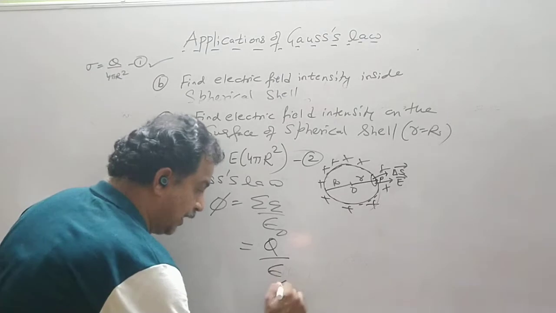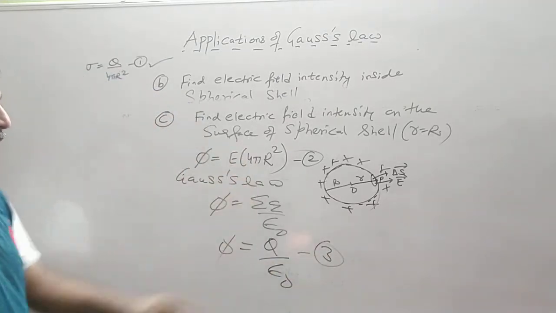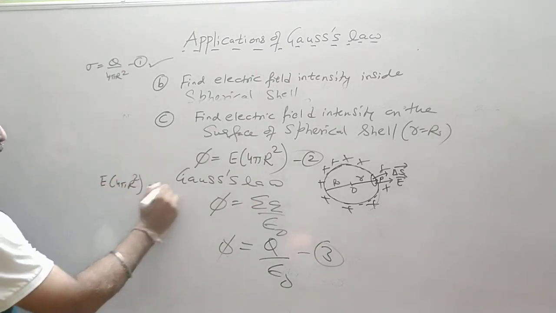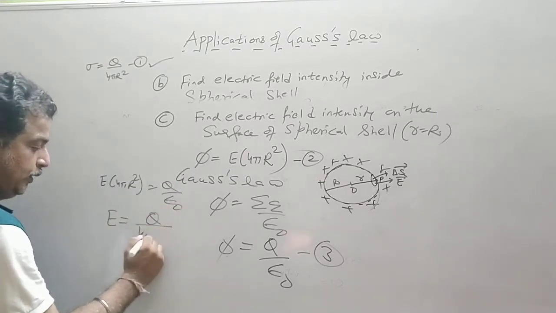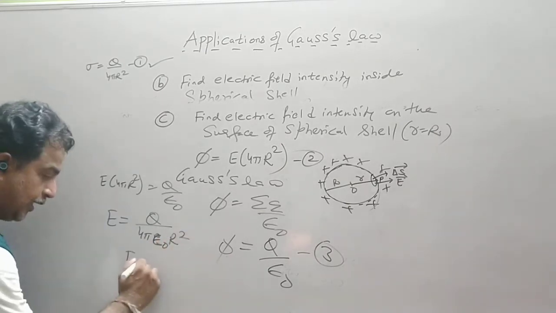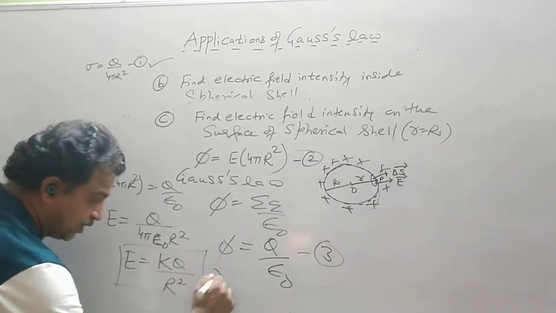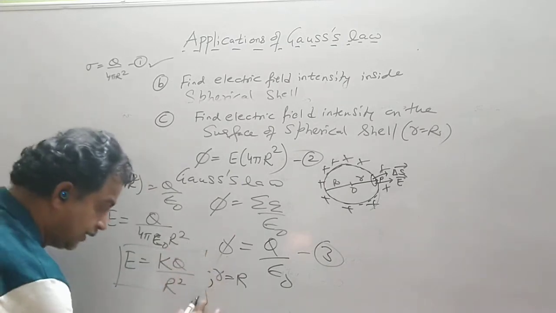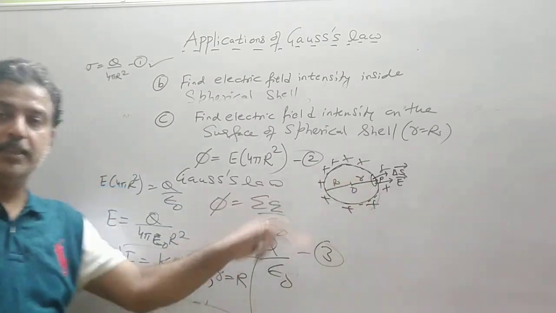So that is q by epsilon naught, say equation number 3. I compare both these equations. So E 4 pi r square is equal to q upon epsilon naught. So E is equal to q upon 4 pi epsilon naught r square, which can be written as kq upon capital R square, where small r now is equal to the capital R. So this is the derivation when point P is on the surface.